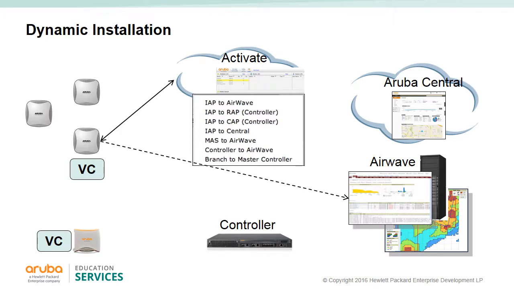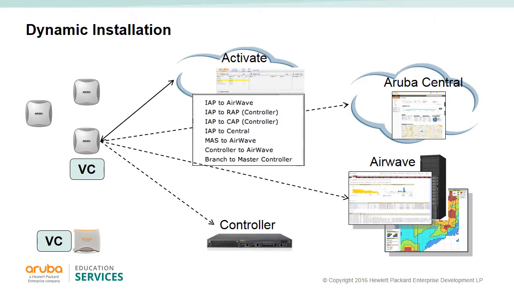The IP will then start the process of communicating with the Airwave server. IP to CAP allows you to reconfigure your IPs as campus APs and direct this AP to the IP address of a controller. IP to Central will direct the IP to start communications with the central cloud-based management system.